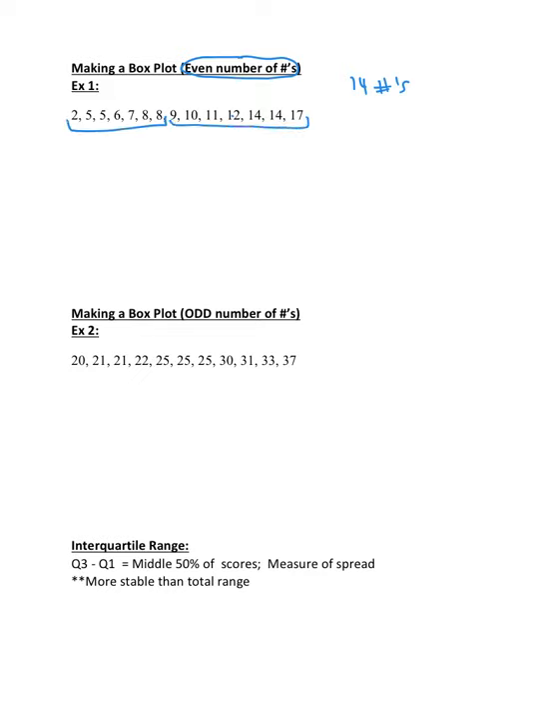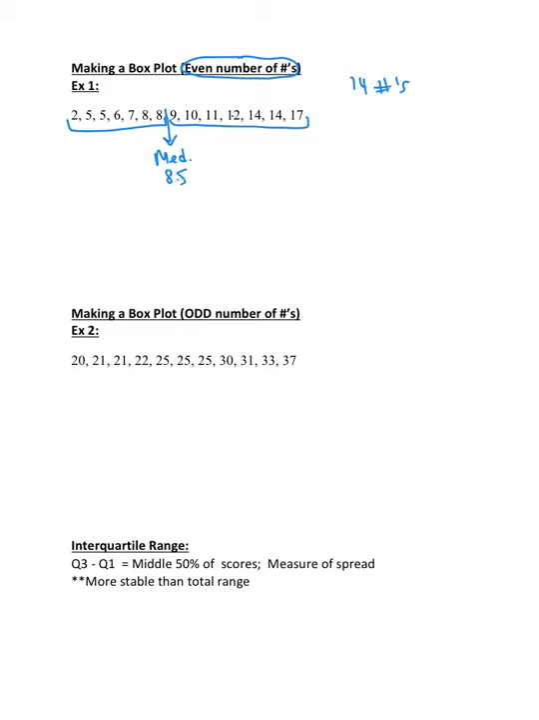And I'm going to find my median. My median is going to be the average of the 7th and the 8th numbers. So the median, or the second quartile, is going to be the average of 8 and 9, which is 8.5.